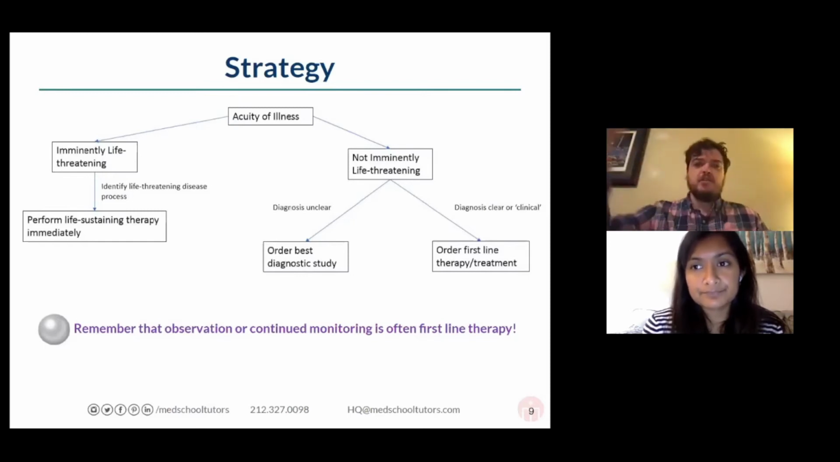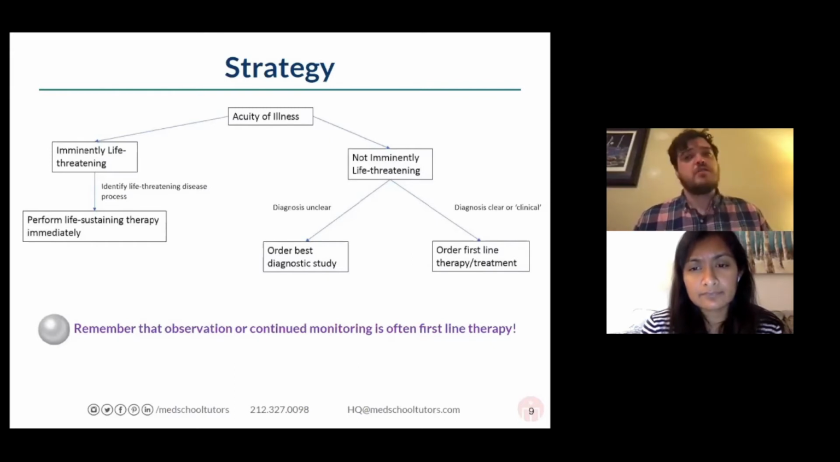So let's back up to the top of this tree again, starting with acuity of illness. So we have a patient in front of us who we see has a problem, a pathology, something abnormal about them, but it does not appear to be imminently life-threatening that we can identify right now. And of course, that can change. Patients can change over time, but on a question stem, it'll be a patient in front of you, not in imminent life-threatening danger. So the question is, do we know the diagnosis?